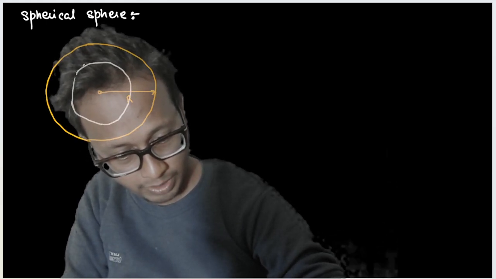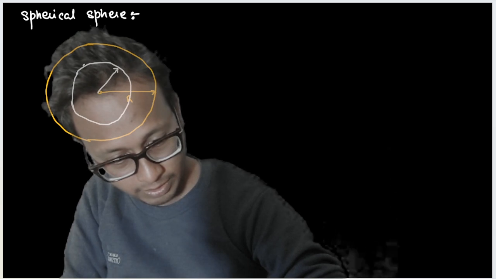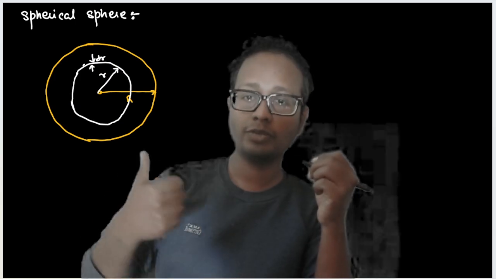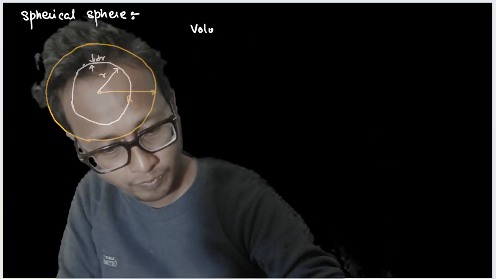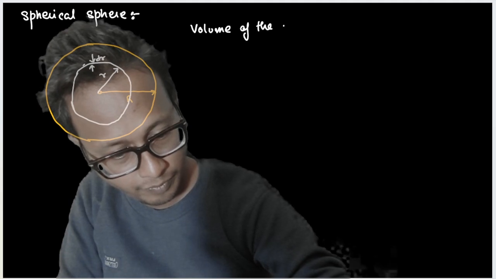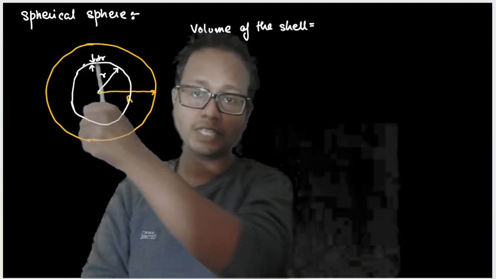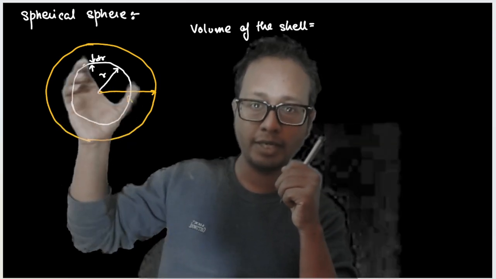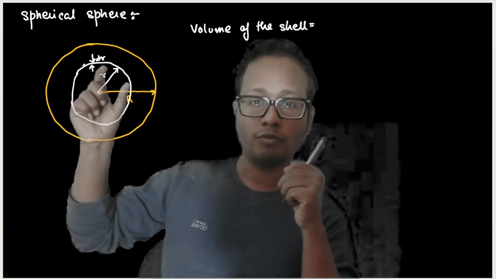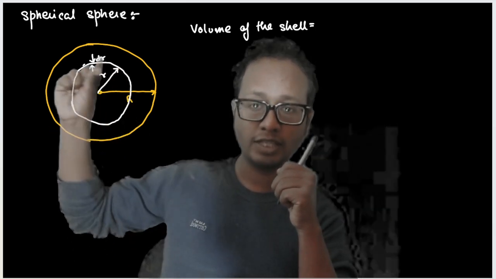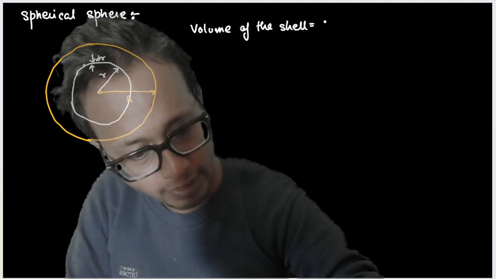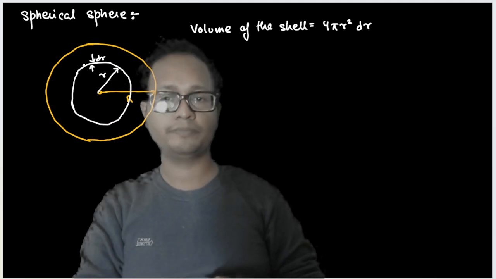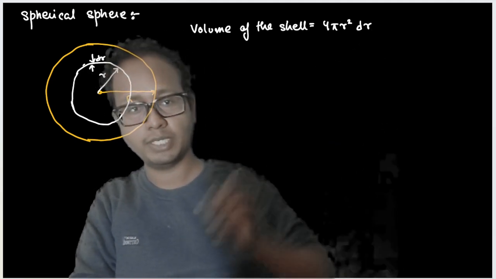So let the radius of the shell be r. Let the thickness of this shell be dr. So my first question is, what is the volume of the shell? Volume of the shell is nothing but surface area of the shell into thickness, isn't it? Volume is equal to surface area into thickness, like area is equal to length or perimeter into thickness. And what is the surface area of the shell? Surface area of the shell is given by 4 pi r square, and the thickness of the shell is given as dr. So volume of the shell is nothing but 4 pi r square dr.